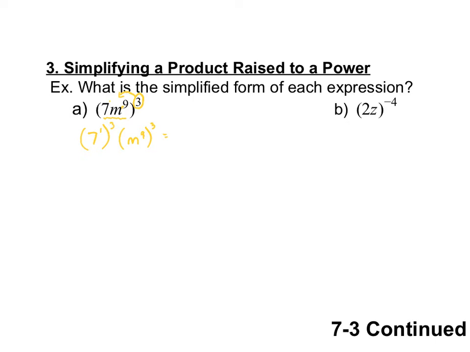So we know then that this would be 7 to the 1st times 3 times m to the 9th times 3, which is going to give me 7 to the 3rd power times m to the 27th power. 7 to the 3rd power, do some math real quick, is 49 times 7, which is going to give me 343 m to the 27th. There we go, simplified that expression. Biggest thing here is we often forget that this exponent goes to everything inside the parentheses.